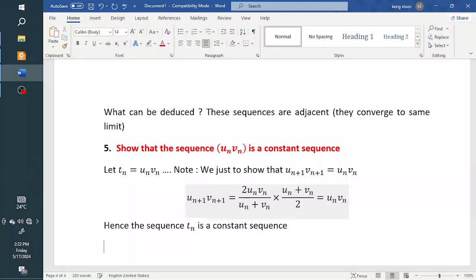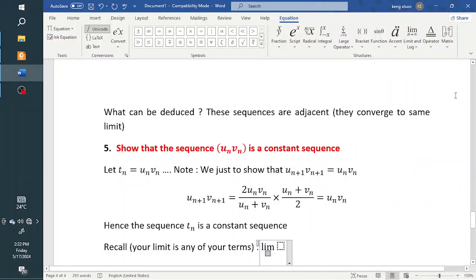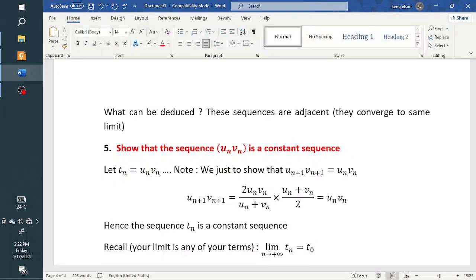And when you are constant, there's a property: your limit is any of your terms. Mathematically, we are saying that because that sequence is constant, the limit of the sequence is equal to the first term or the second term or the third term and so on. Alright, so that's just a recall.